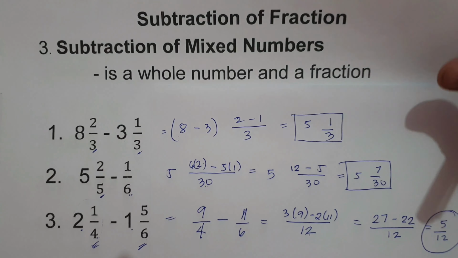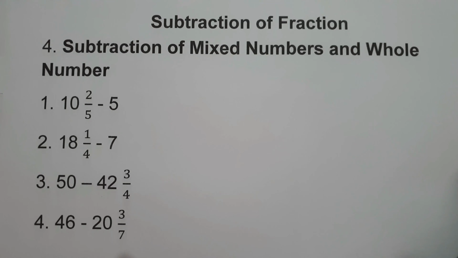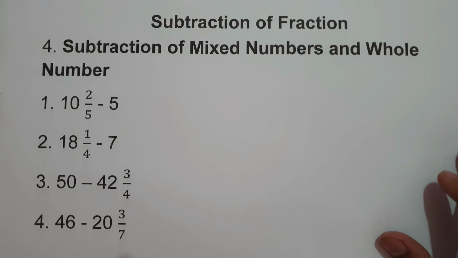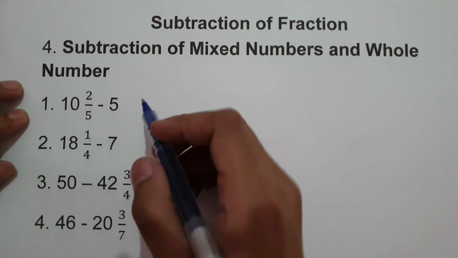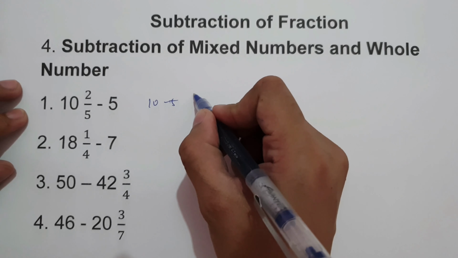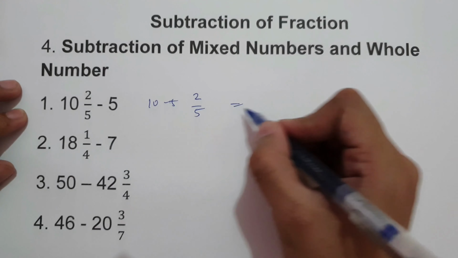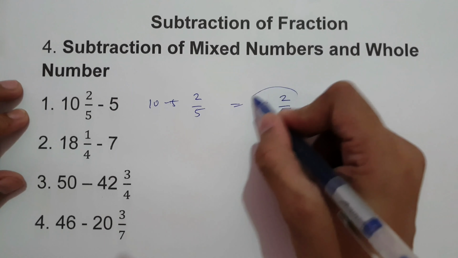So let's have the last example. This time, we are going to subtract a mixed number and a whole number. For number 1, 10 and 2/5 minus 5. As you can see, we can subtract 10 minus 5, then write 2 over 5. 10 minus 5, that is 5. And 2/5. So this will be our answer.